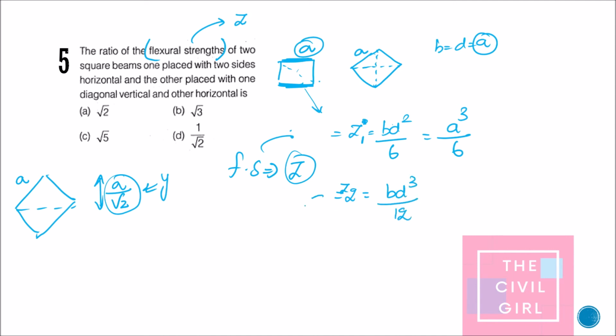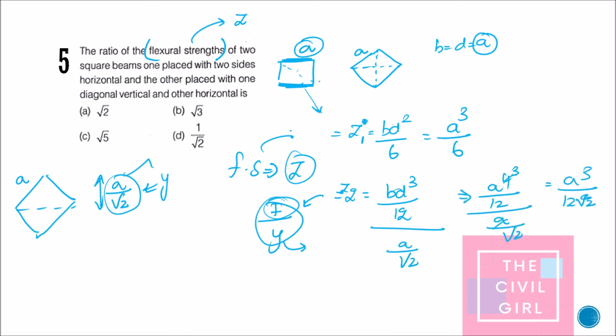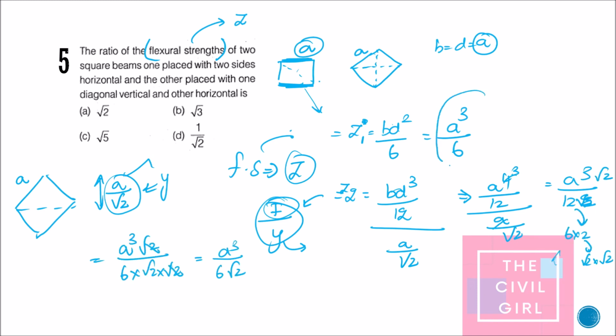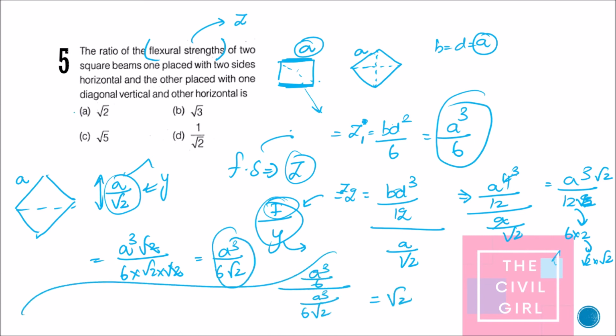That is, I am going to use the conventional way, I by Y. Y is the same for the rhombus. It is also BD cube by 12 divided by Y, which is equal to A by root 2. So this is my Z1, this is my Z2. If I find the ratio of them both, it will become this option A.